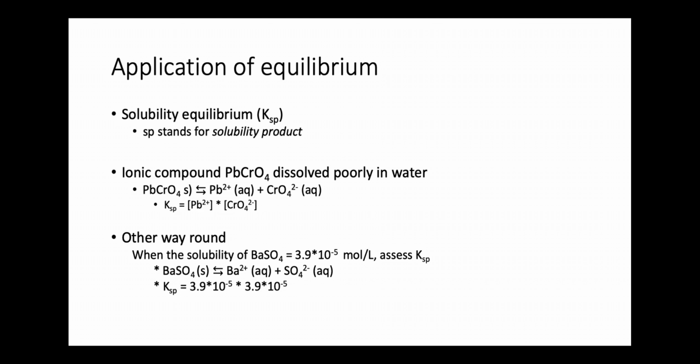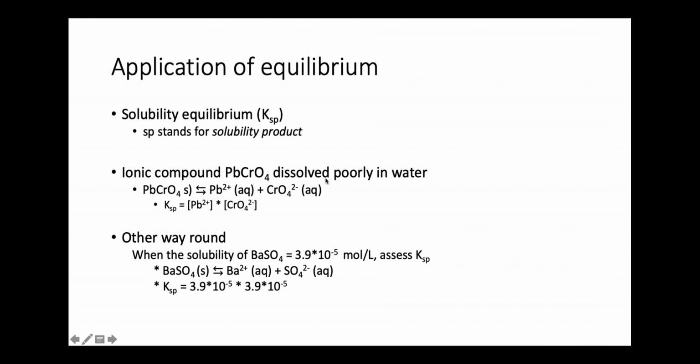A different one was the solubility products, solubility equilibrium. If I have an ionic compound, some will dissolve very well and some will dissolve really, really poorly. For this one, lead chromate, PbCrO4, a little bit of lead 2+ and a little bit of chromate.